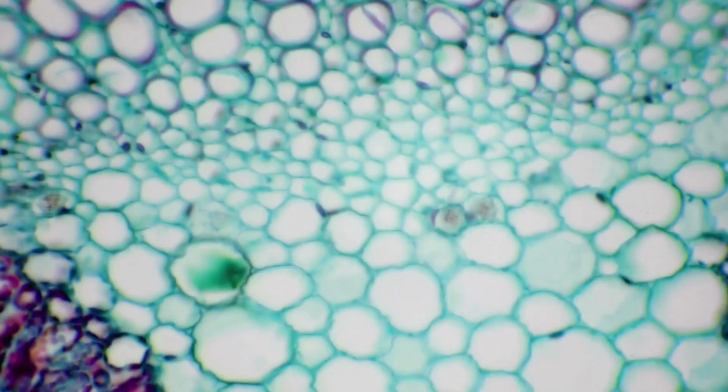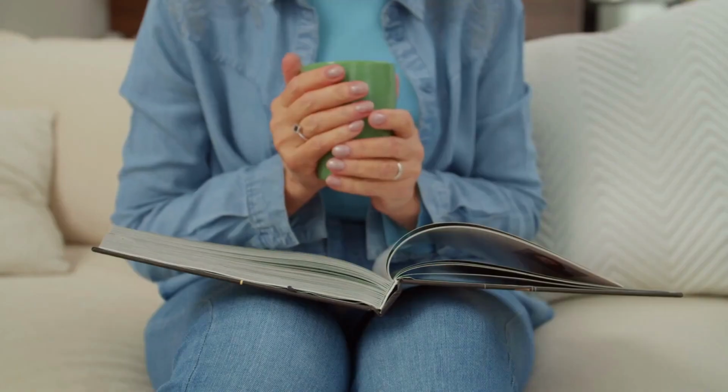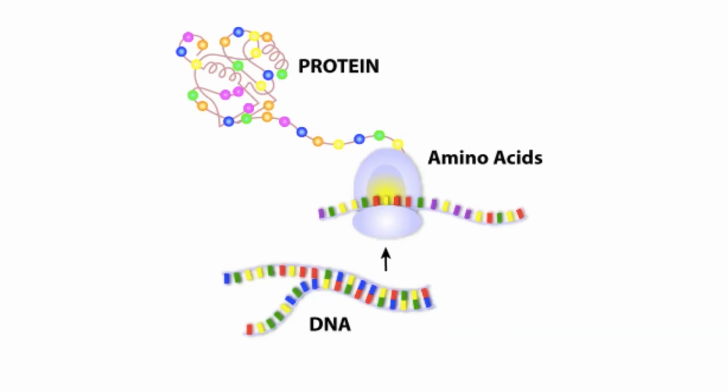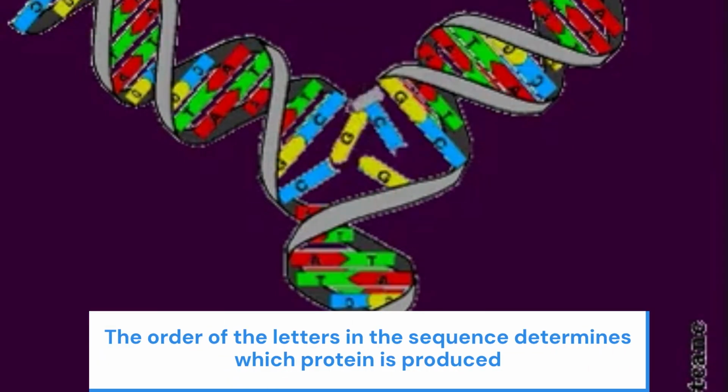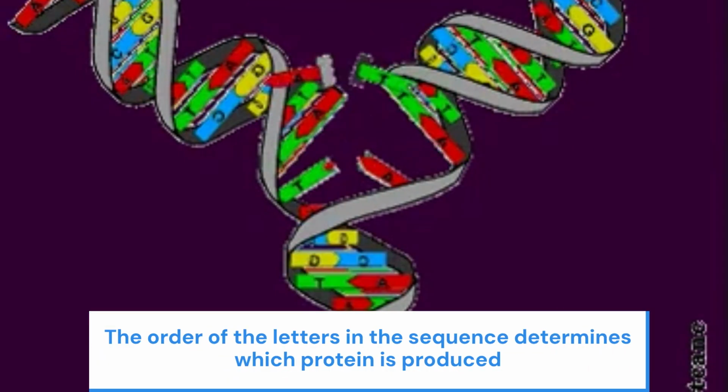The cells in our body can read this sequence of letters, almost like reading a book, and produce all the different proteins we need to survive. The order of the letters in the sequence determines which protein is produced.